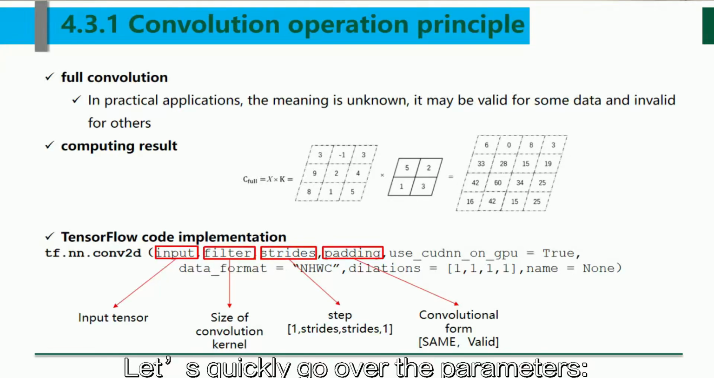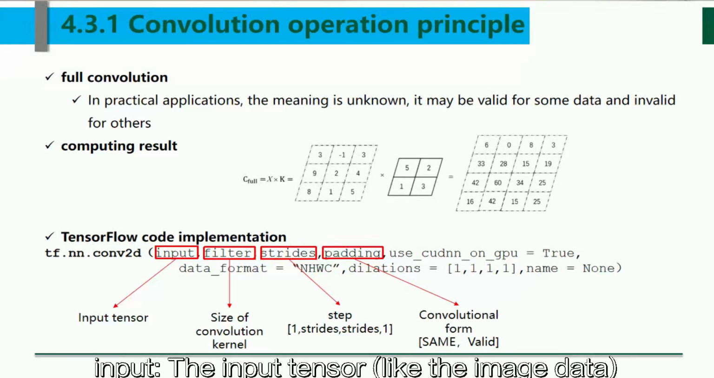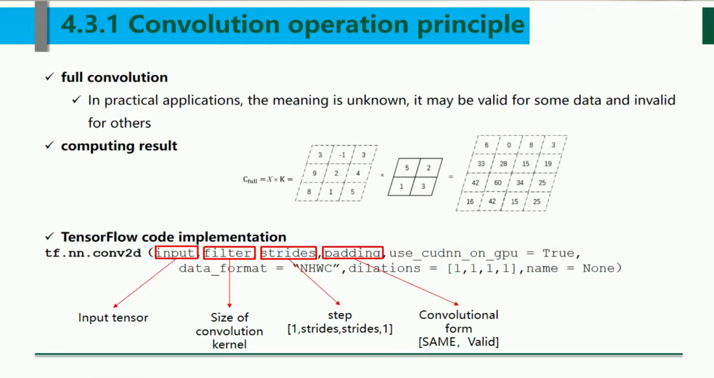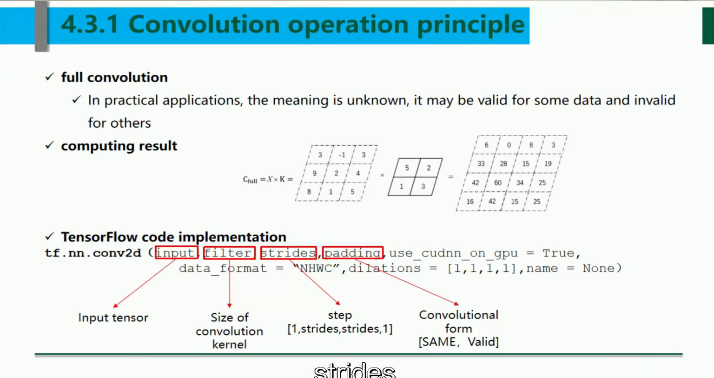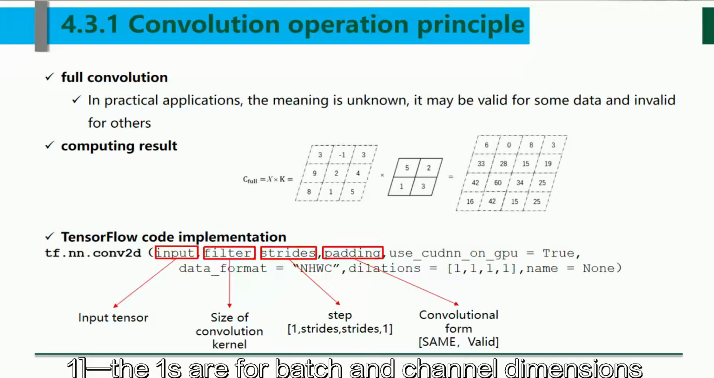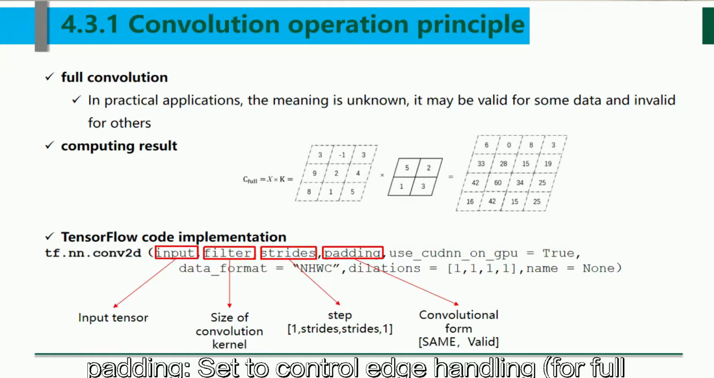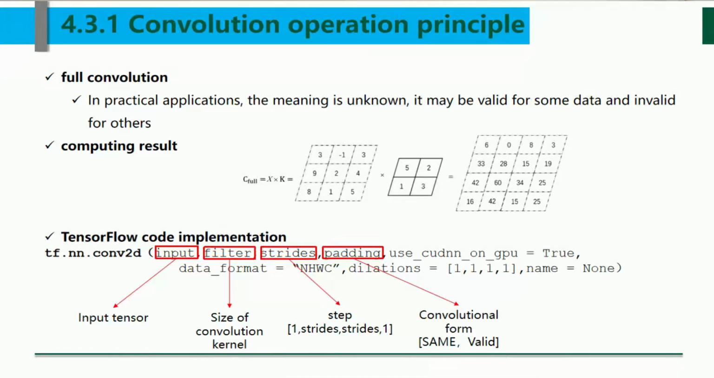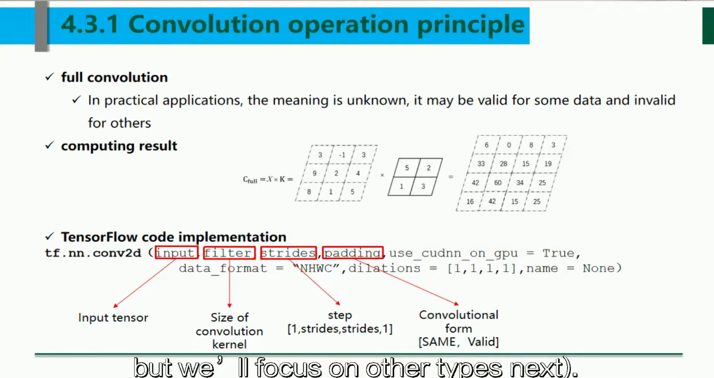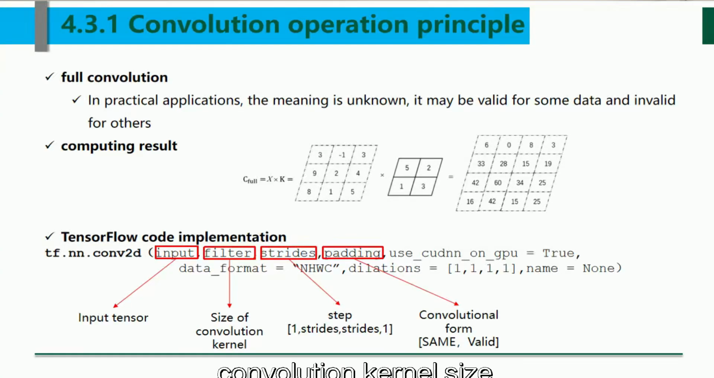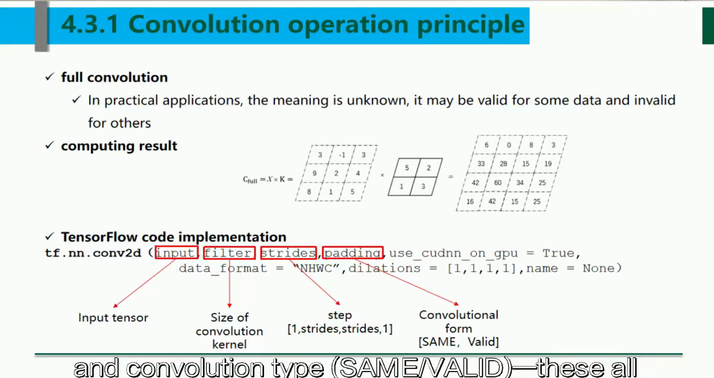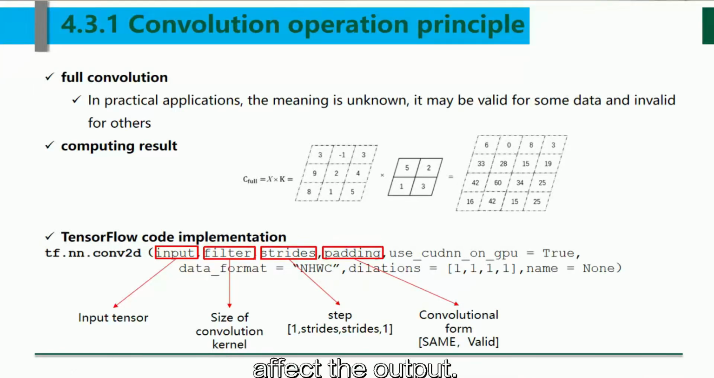Let's quickly go over the parameters. Input, the input tensor, like the image data. Filter, the convolution kernel. Strides, the step size of the kernel, usually 1, strides [1, 1, 1, 1], with the 1s for batch and channel dimensions. Padding, set to control edge handling. For full convolution, we use specific padding, but we'll focus on other types next. The slide also lists keynotes: input tensor size, convolution kernel size, step size, and convolution type, same or valid. These all affect the output.